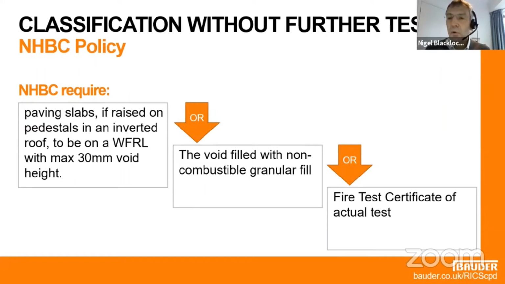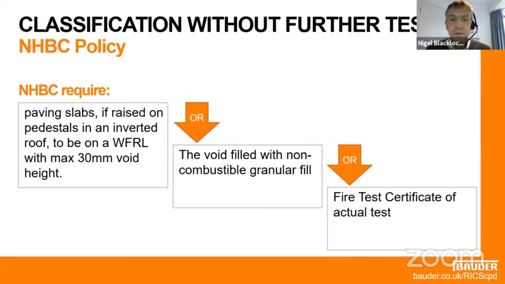However, there is one grey area, which is that when it talks about paving, that directive doesn't mention anything about whether there are any gaps in the joints or any pedestals or the like, which we typically use in the UK, maybe less so in Europe. So NHBC, again working with them as thought leaders in this area, we have come up with some pragmatic guidance here, which is if the paving slabs are raised on pedestals, provided there's a water flow reducing layer if it's an inverted roof, and the void is not greater than 30 millimeters, then they would feel that was fine without further testing.